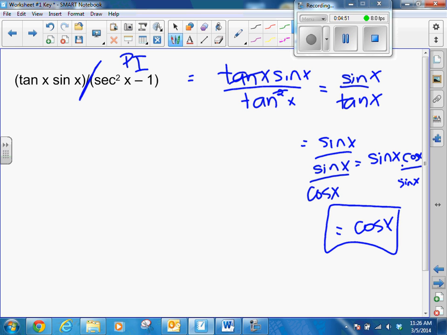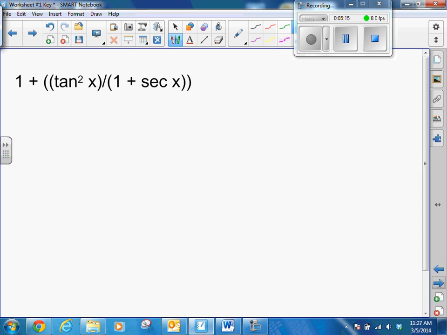How many got number 3? Okay. Where did we get stuck on this one if we did get stuck? Anywhere? Stuck anywhere? Okay. How about number 4? What'd you guys get an answer of for number 4? Secant. Alright. That is what you should get. So, walk me through it. What'd you guys do?